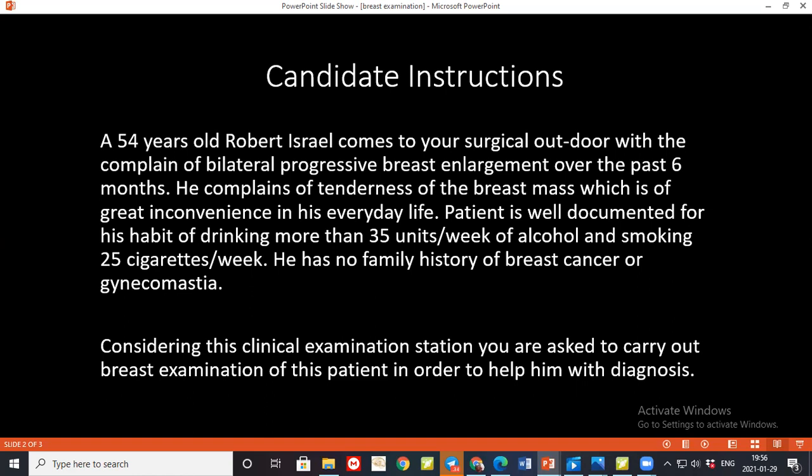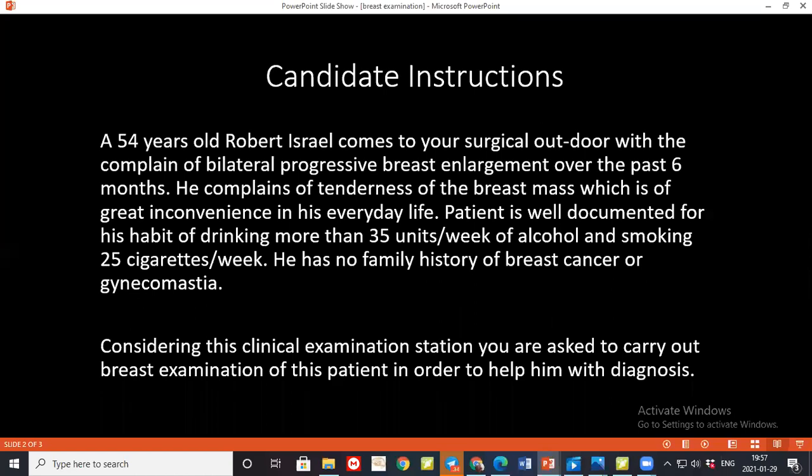If there is any mass present, I'll see the size or position and overlying skin changes, any erythema, any puckering or peau d'orange changes, or any nipple changes like retraction, any scales or any discharge. I'll then request the patient to put his hands on hips and push inwards so that the pectoralis major will be contracted, and repeat the same inspection again. If any mass is present, I'll see if it is tethered and moves with pectoralis major or not.